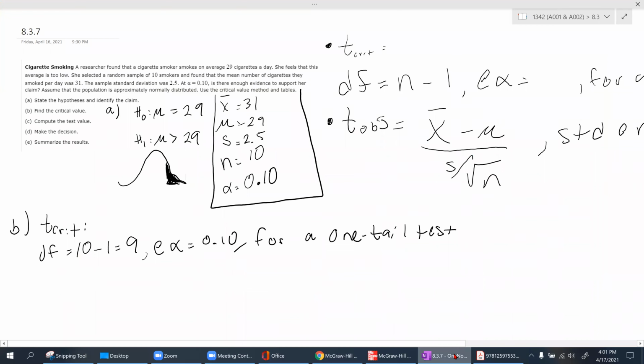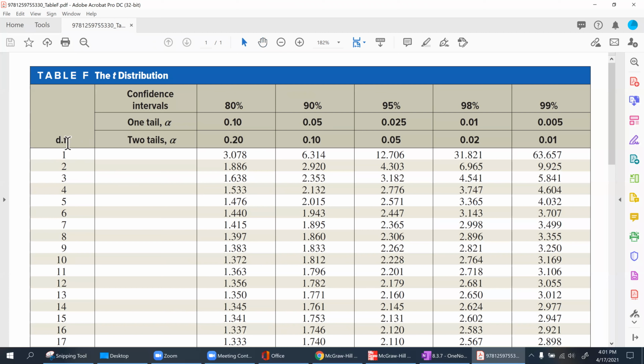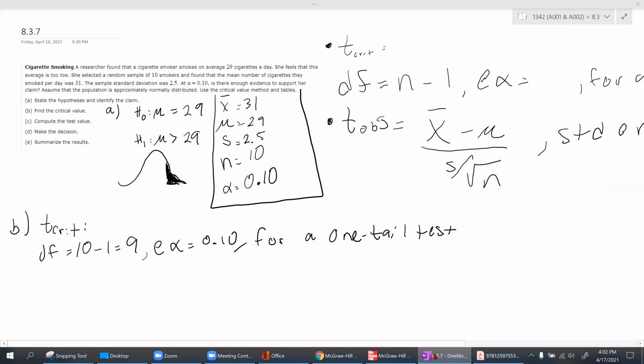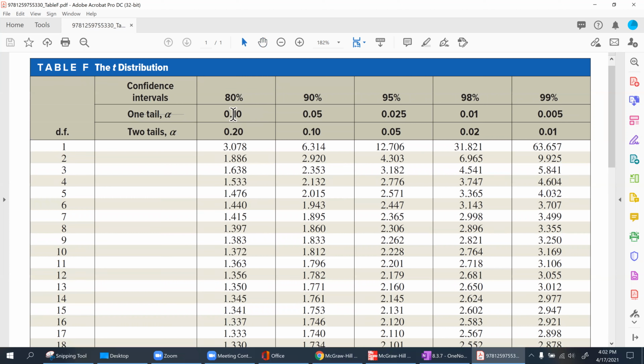Okay, degrees of freedom of 9 at alpha 0.10 for a one-tailed test. All right. So right here, your degrees of freedom on your left, and we're going to go to 9. Right here, I'm going to be looking at this row, row number 9. It is for a one-tailed test for an alpha of 0.10. Right there, 0.10.